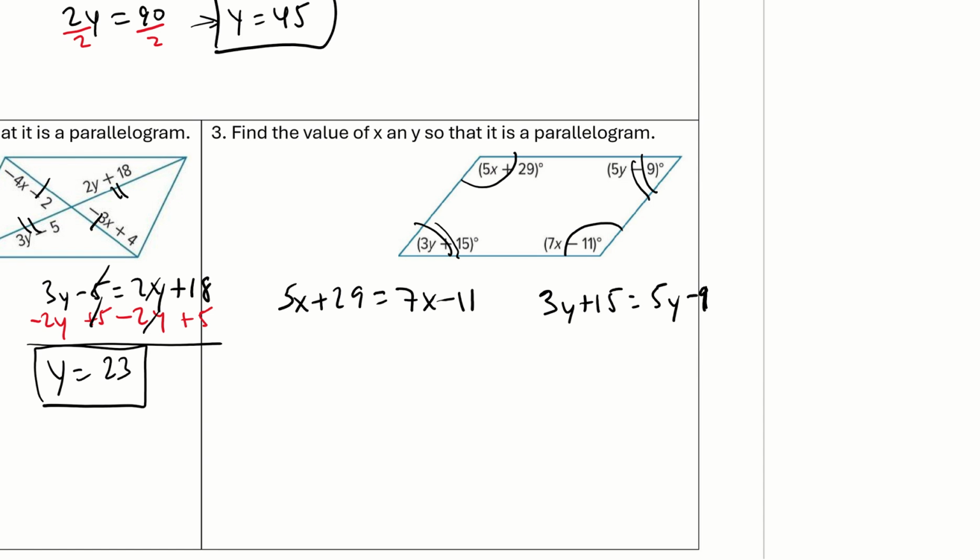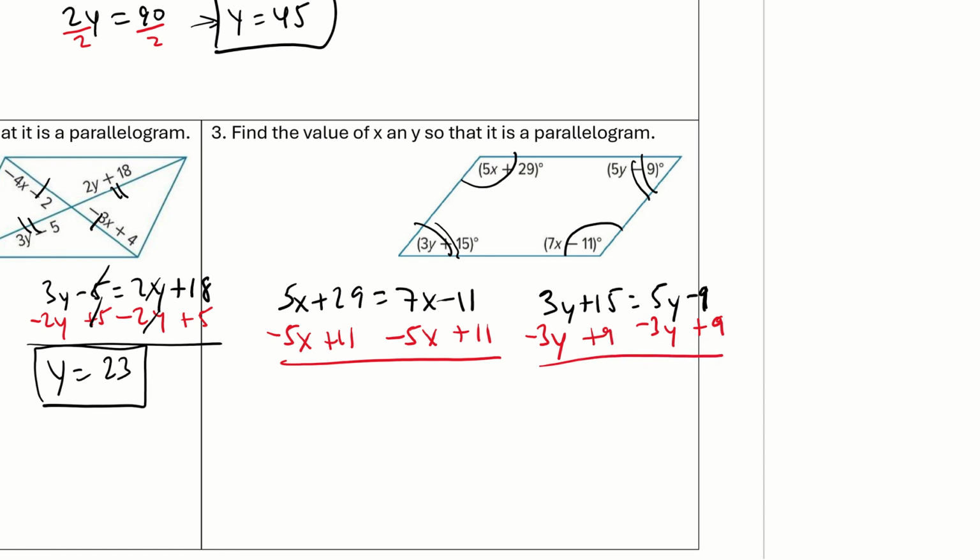All right, so I'm going to subtract 5x on both sides. I'm going to add 11 to the other side. I'm going to subtract 15. Actually, I'm going to subtract 3y, and then add 9 here. So we get 40, this cancels, this cancels. We get 2x divided by 2. So you get x equals 20.